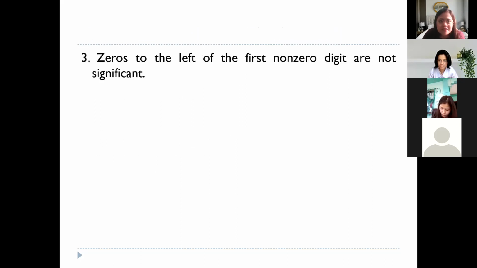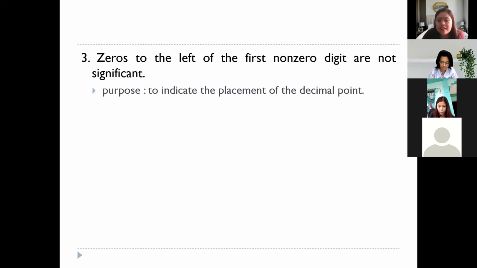So next. Zeros to the left of the first non-zero digit are not significant. Actually, it is long, so let's simplify. It simply tells you that the leading zeros are not significant. The zeros at the start, before the non-zero digits, are not significant. So just like this one, 0.08 liters, we only have one significant figure here, and that is the 8. The zeros there are leading, so they are not counted as significant.